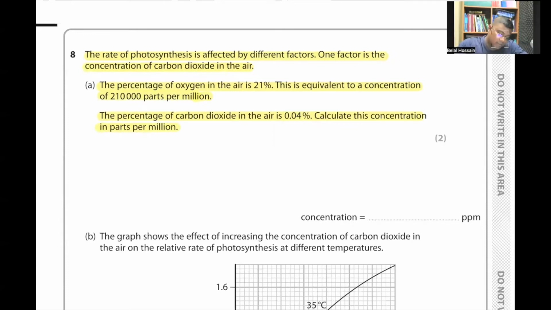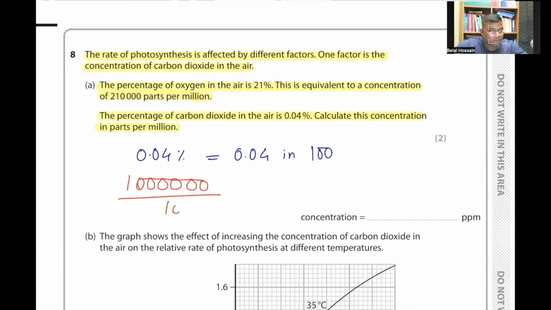So basically, 0.04% means that there is 0.04 in 100. So in 1 million, it will be 1 million divided by 100, multiplied by 0.04, which gives us an answer of 400.